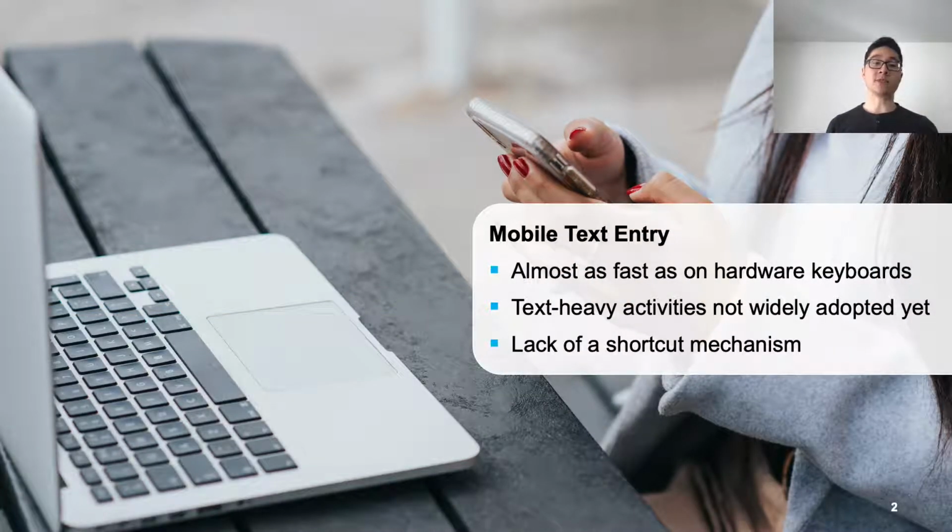Advances in mobile text entry enable smartphone users to type almost as fast as on physical desktop keyboards. However, text-heavy activities such as word processing and programming are still not widely adopted on smartphones yet. One reason is the lack of shortcut mechanisms that allow the user to quickly navigate and edit text. Expert users perform hundreds of shortcuts on a physical keyboard per day, which are not available on smartphones. While dwell times and context menus are often used for shortcuts, they are slower than their keyboard counterparts and overload the user interface.